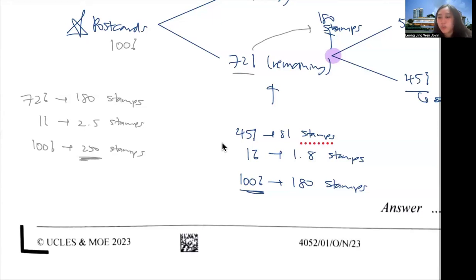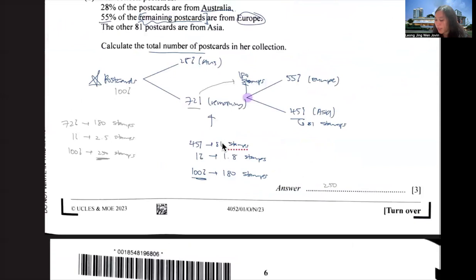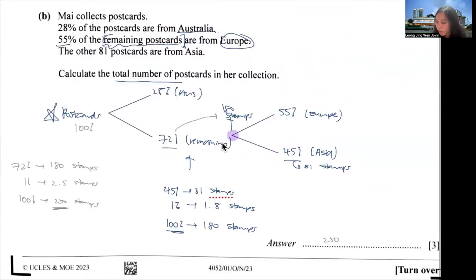Final answer would be 250. The question looks complicated, but as long as you draw everything out and understand what they mean by the remaining postcards over here, I think you should be fine.